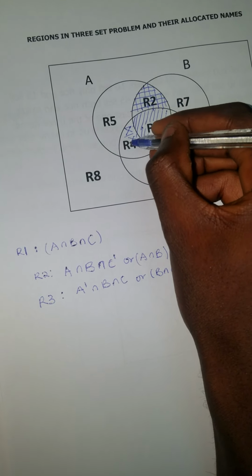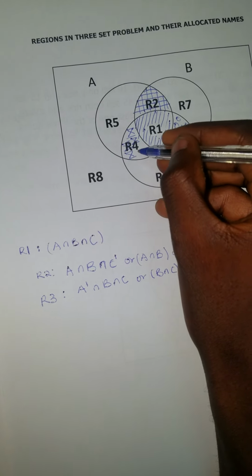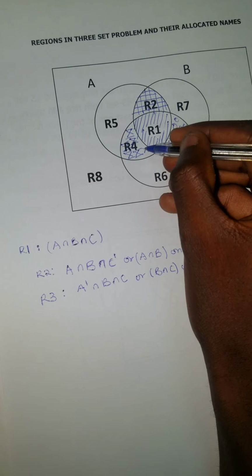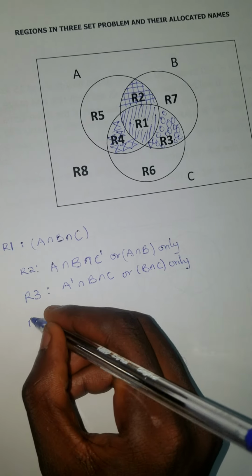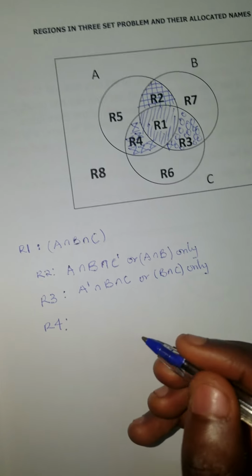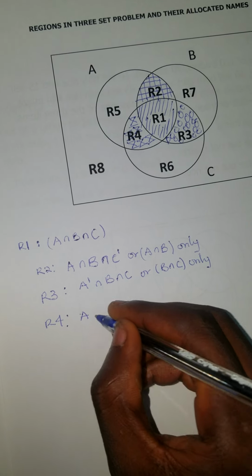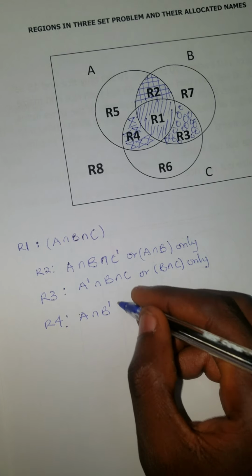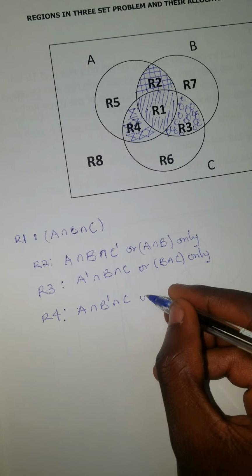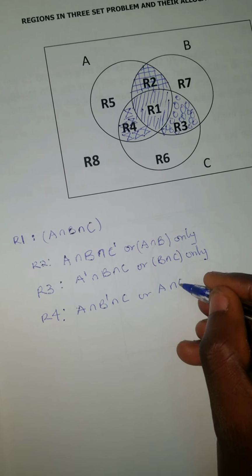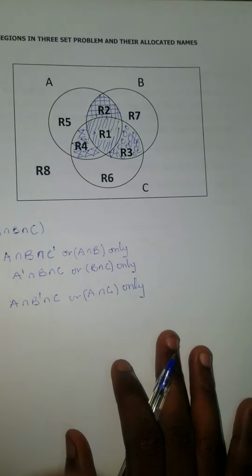Then our next region, this region here, region 4. Region 4 is A intersection B complement intersection C, or A intersection C only.